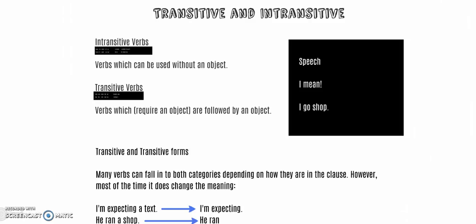If you really want to check and make that sort of strong judgment, try it with several objects at the end. If it can't be used with a variety of objects, then chances are it can only be used in its intransitive form. But if it can be used with an object, try it without an object and see if it makes sense. If it doesn't make sense, then chances are it can only be used in its transitive form.